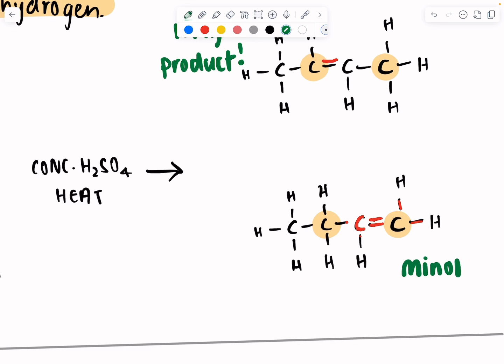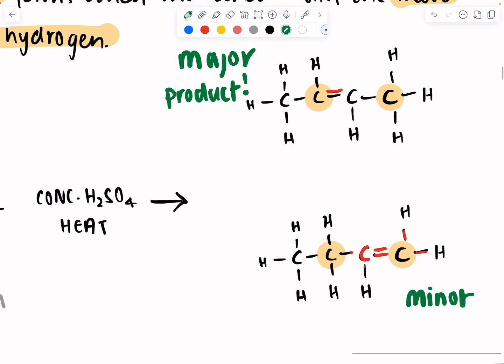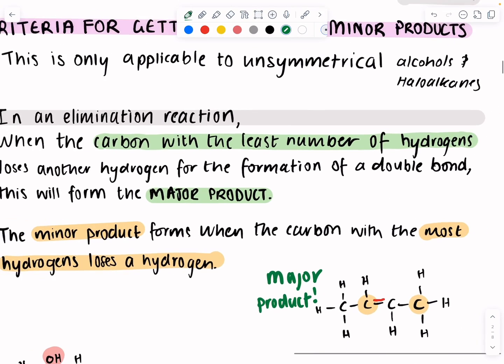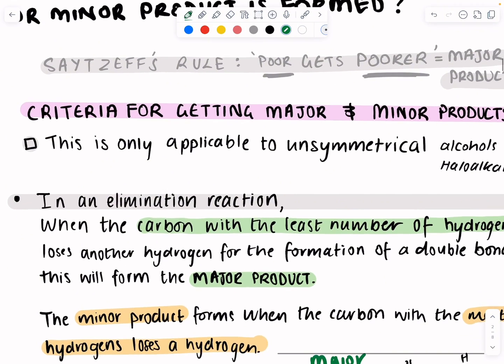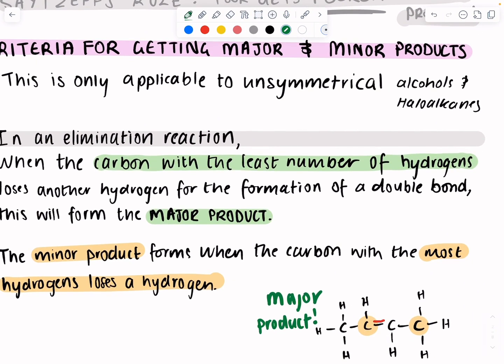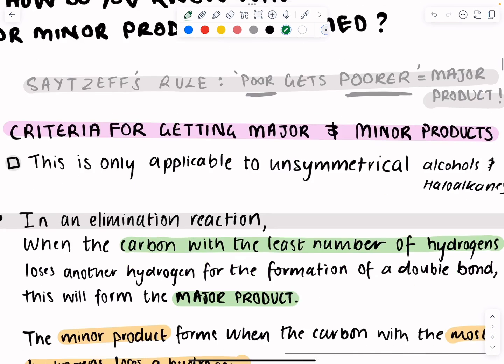And the reason why, I'll say it the other way around, is that the poor didn't get poorer, it was the rich that got poorer. And during an elimination reaction, let me repeat it once again, the thing that forms a major product is always going to be the carbon, the poor carbon, which gets poorer, okay?